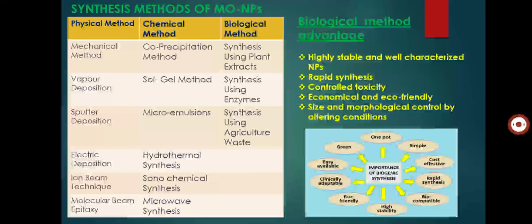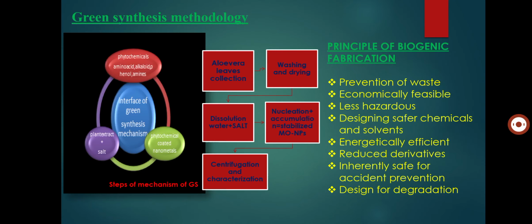These are basically synthetic methods: physical, chemical, and biological. What I use mostly is biological synthesis, using plant extracts, enzymes, and agricultural waste. But I use the plant extract. Why? Because of highly stable and well characterized nanoparticles, rapid synthesis, controlled toxicity, economical and eco-friendly, and size and morphological control by altering conditions. Here is the green synthesis methodology: the principles of biological fabrication are prevention of waste, economical feasibility, less hazardous, reduced derivatives, inherently safer, and design for degradation.